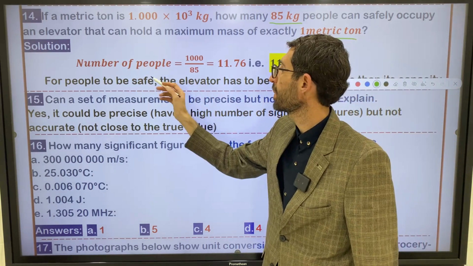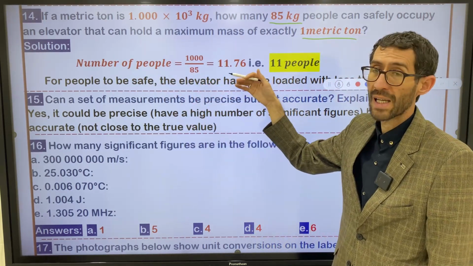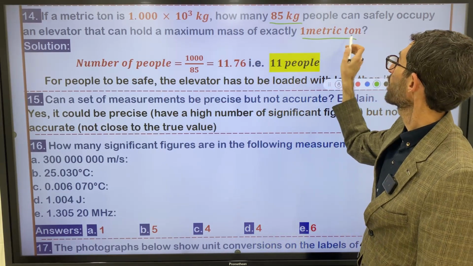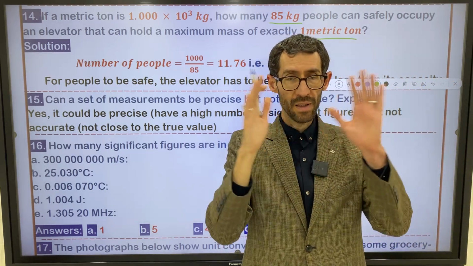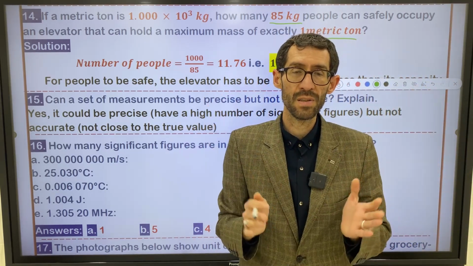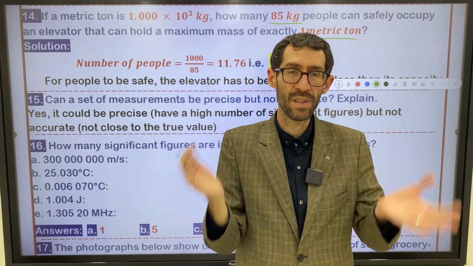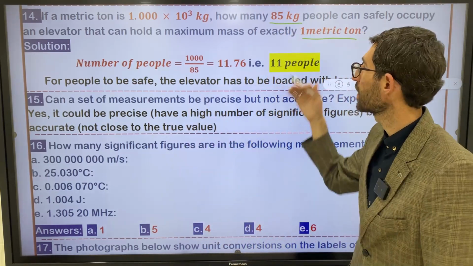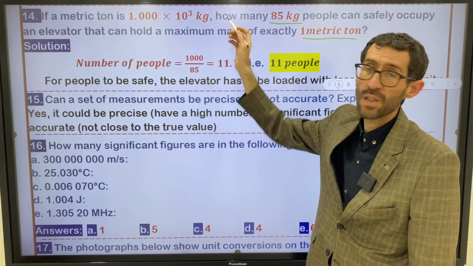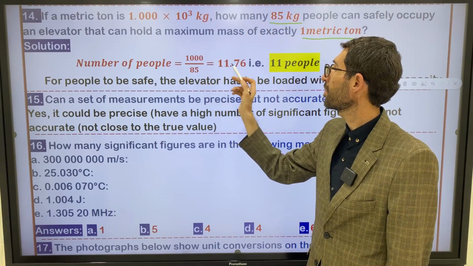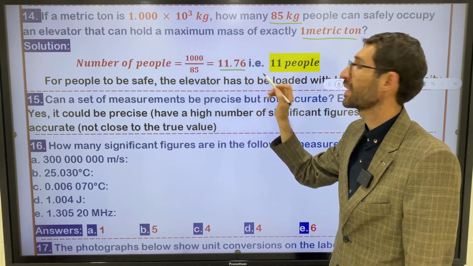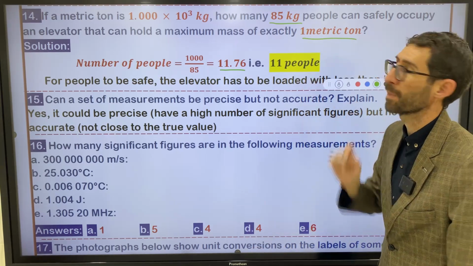So the number of people is what? This is the rule, actually. You have to divide the capacity of the elevator by the mass of an individual. So 1,000 divided by 85 becomes 11.76. It means 11 people.